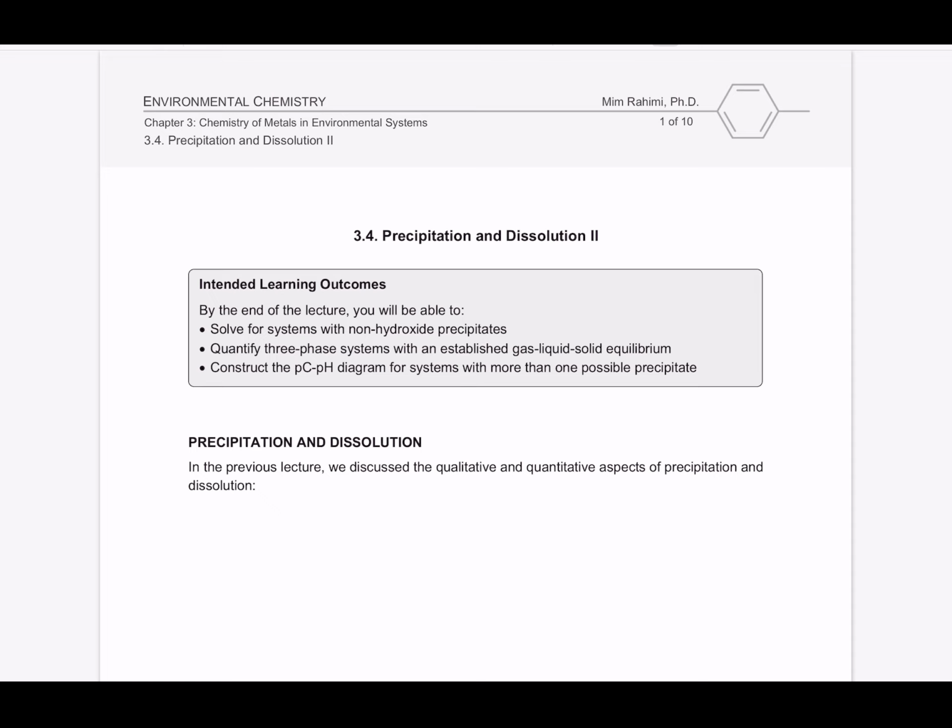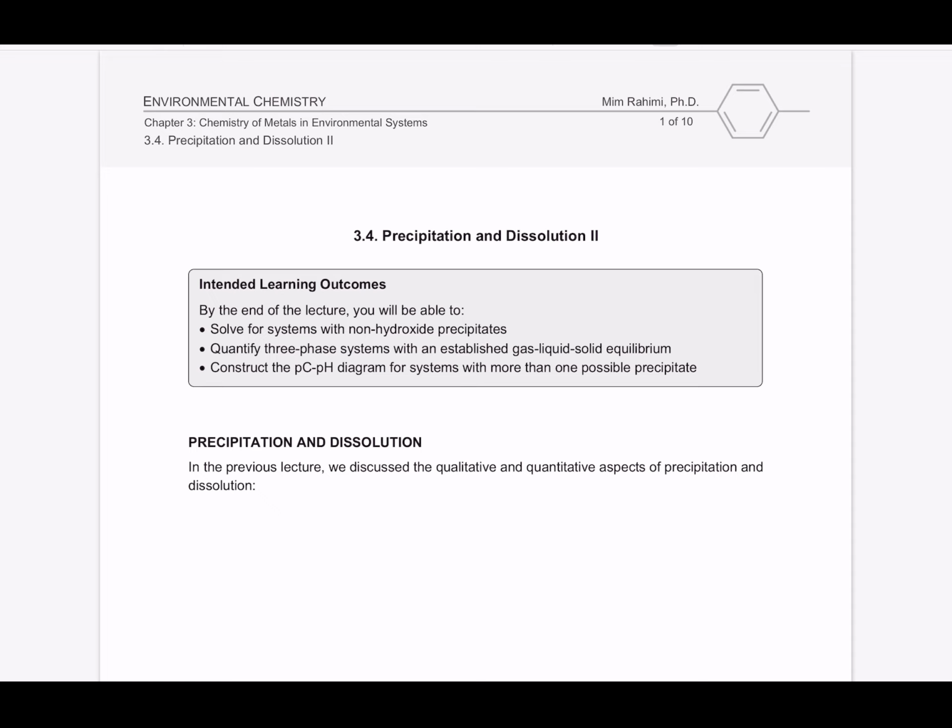Welcome to the last lecture of chapter 3. Today we'll be done with this relatively short chapter, but it was very fundamental, especially for the next chapter. It's all talking about metals. Here we talked about complexation and precipitation. In the next chapter, we're going to talk about redox of metals specifically.